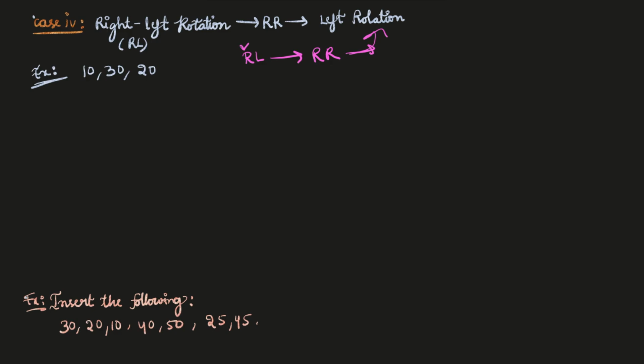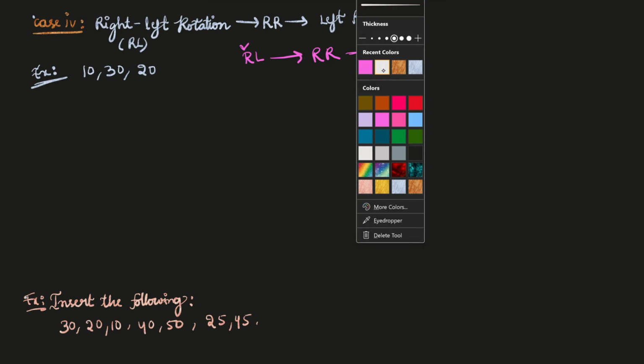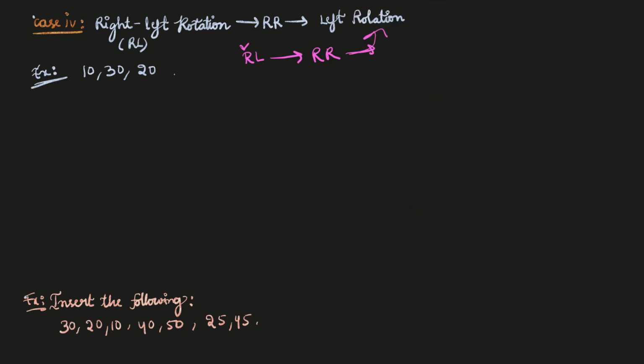That would give you a clarity. So let me change the color again. 10 is the root node again. 30, it is greater than 10, so it would obviously be on the right side of 10. Coming to 20, it is greater than 10, but it is less than 30, so it would come at the left side of 30.